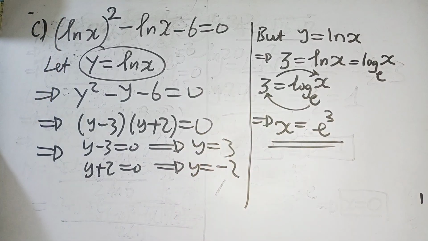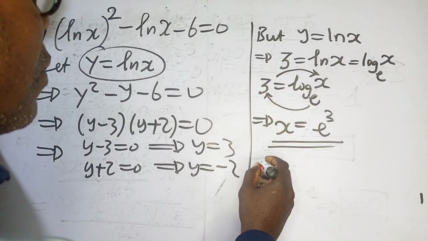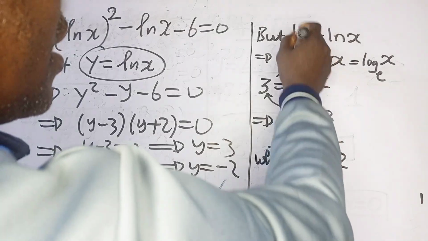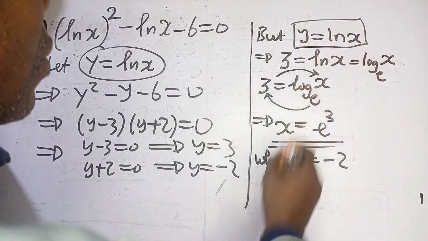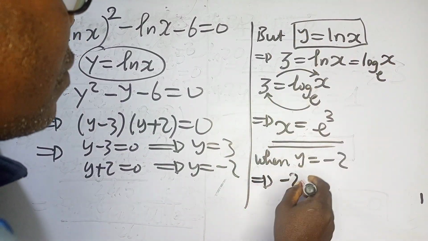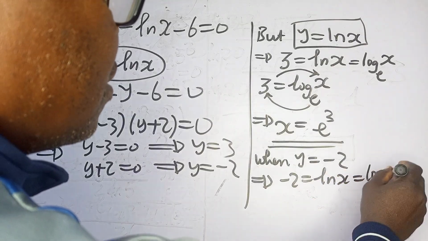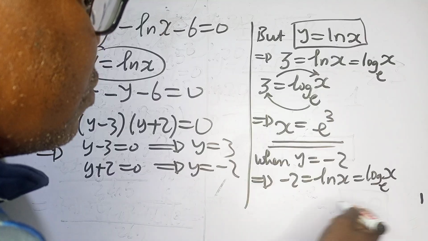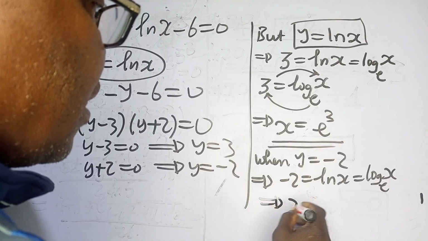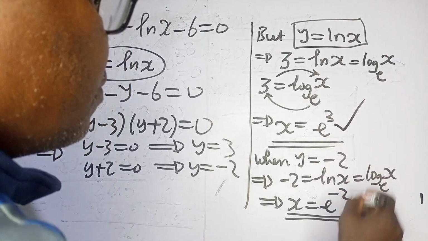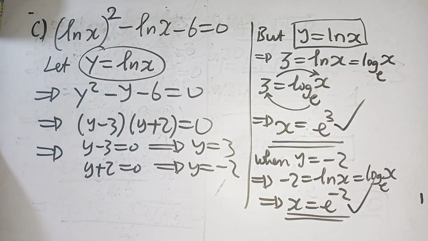We'll take the next one, when y is equal to negative 2. We put it there, so negative 2 is equal to ln x, which is the same as log to the base e of x. To get x, we do the same thing, which means that x is equal to e to the negative 2. So these are the two solutions to our equation, which was in terms of ln x.